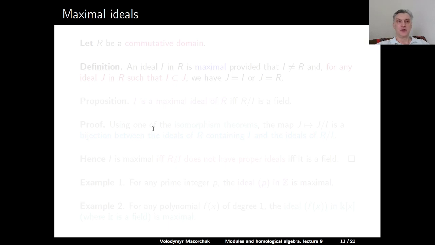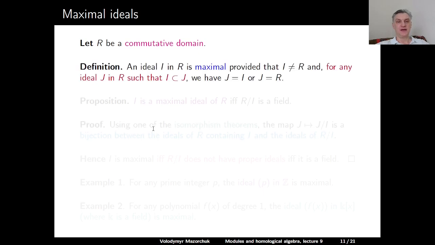Now let us recall what maximal ideals are. Let R be a commutative domain. Definition: an ideal I in R is maximal, provided that it is different from R, and for any ideal J in R which contains I, we have that J coincides with I, or J coincides with R.